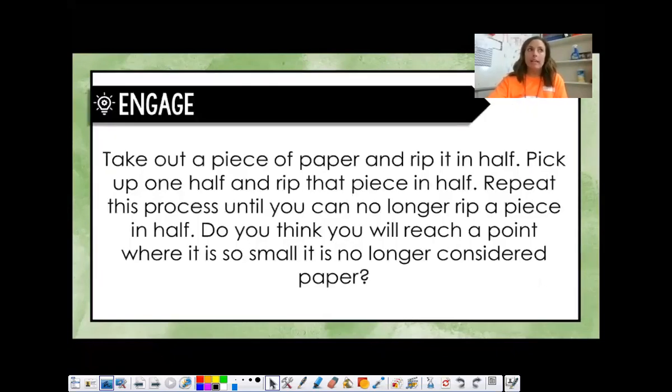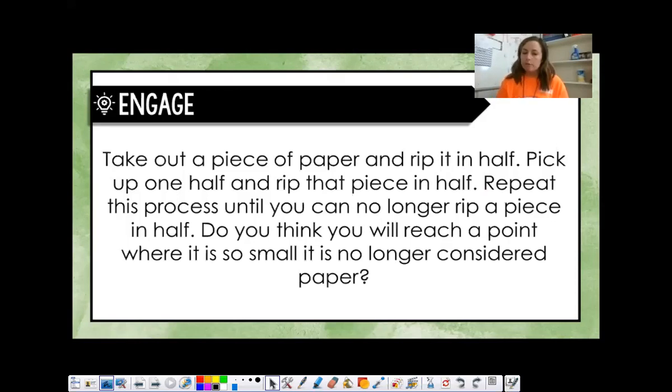So, if you could take out a piece of paper, I want you to rip it in half. Pick up one of the halves and rip it in half again. And then I want you to repeat the process until you can no longer rip your paper anymore. Once you've done that, do you think you have reached the part of the paper that is no longer paper since it's so small?